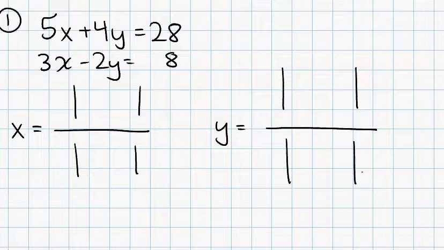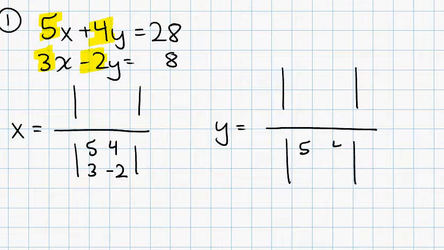The bottom of both fractions are the same, and they are just the original coefficients. So I'm going to highlight them for you in the problem. You take those four numbers and you put them in order in both denominators. So 5, 4, 3, negative 2, 5, 4, 3, negative 2.